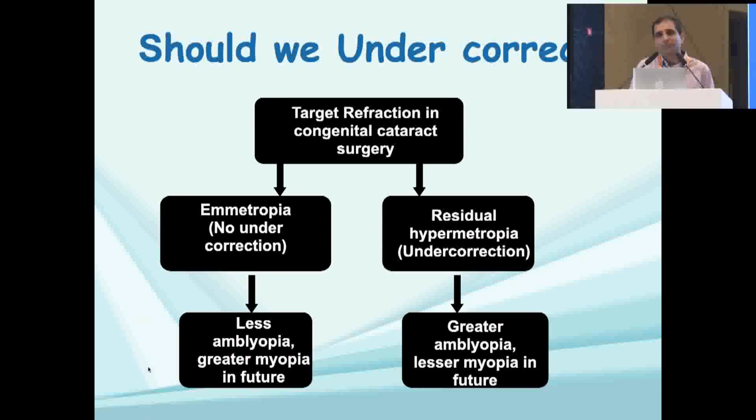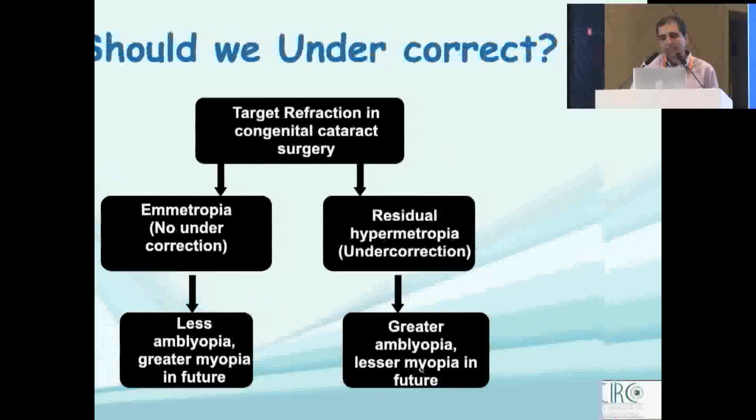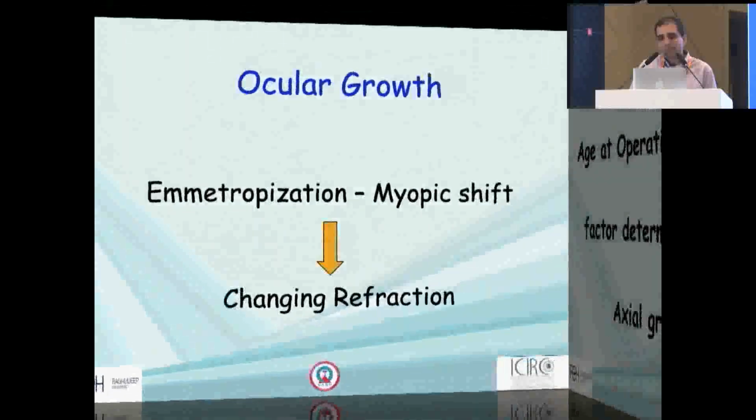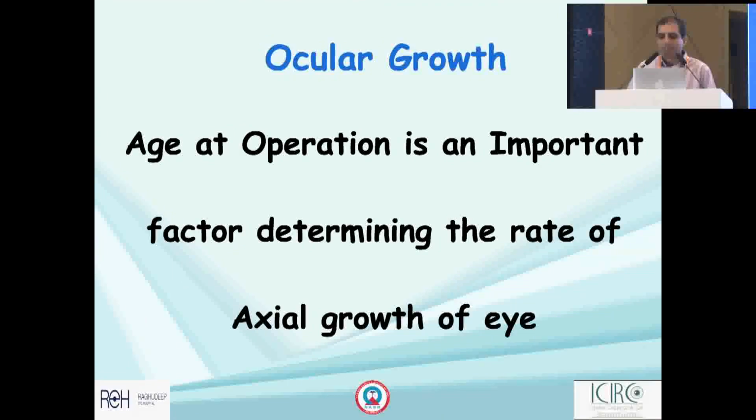But the chances of ending up with myopia of 10, 12, 13, 14 diopters as they grow up are very, very high. And therefore the principle of leaving behind some amount of residual hypermetropia or undercorrection at the time of primary surgery, which has a slightly higher chance of amblyopia immediately, but lesser chances of extreme myopia in the future, is the theory followed most commonly, because myopic shifts will occur no matter how good the surgery may be. Also, the age of surgery is a very important determining factor for the rate of axial growth.